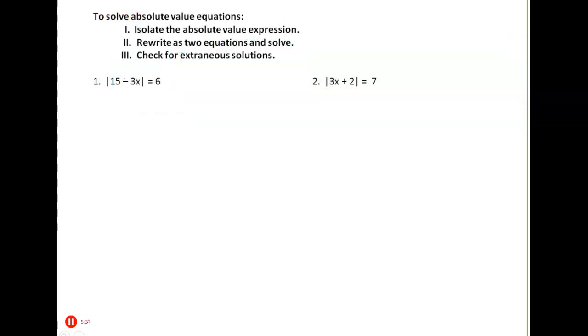So we have 3 steps that we use to solve an absolute value equation. The first step is to isolate. So in example 1 and 2, both of those absolute values are isolated.